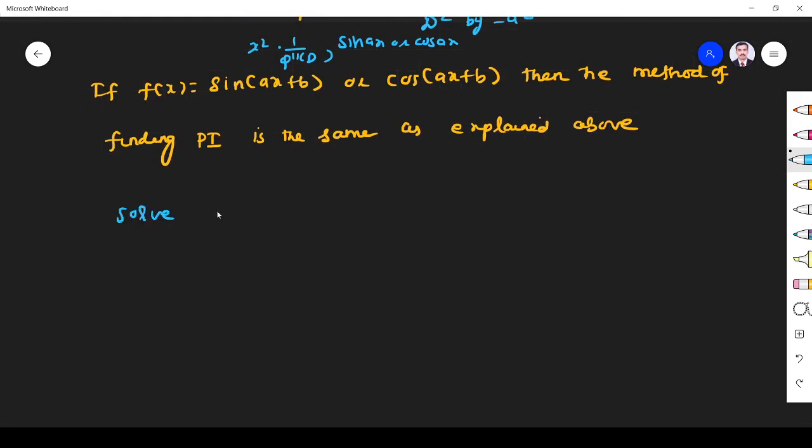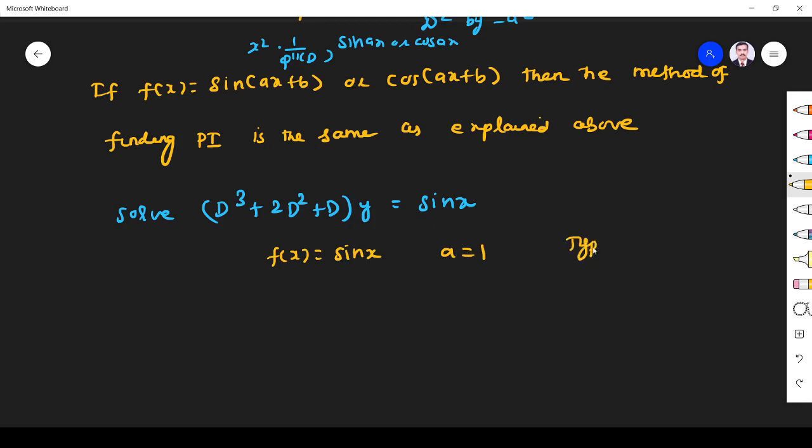Solve (D cube plus 2D squared plus D) y is equal to sin x. So the right hand side f of x is sin x. You see, the left hand side is the differential equation, the right hand side is f of x. f of x equals sin x. Here a is equal to 1, sin ax format, a is equal to 1. So it is a type 2 differential equation. So we came to the conclusion that it is type 2.